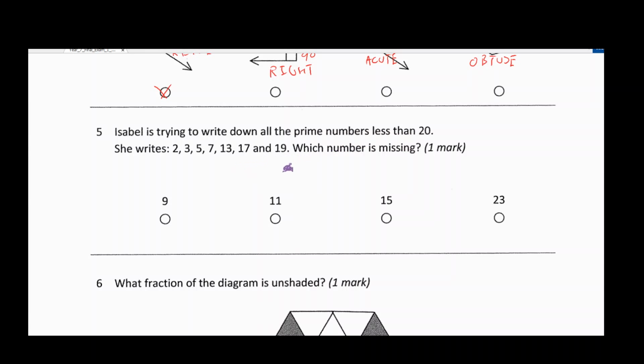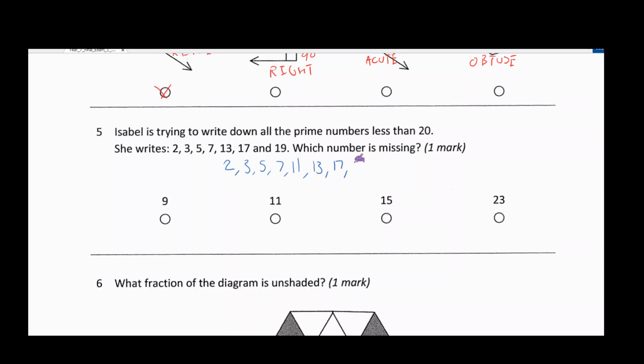A prime number is a number where itself and 1 are the only factors. So 2 is prime. Itself and 1 are its only factors. Then we've got 3, 5, 7. Then 8, 9, nope, they're not. And then 10 isn't. Is 11? It is 11.